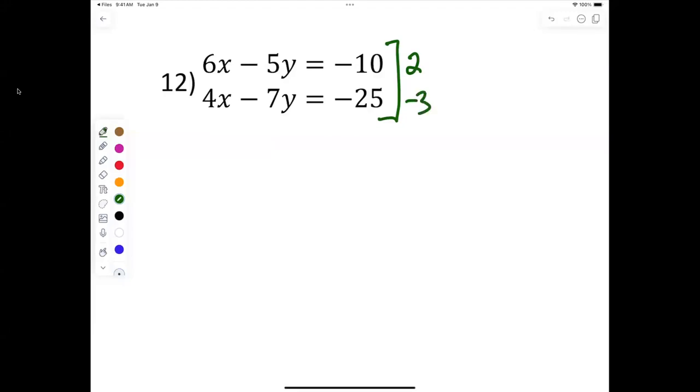That's nice. All right, the top by 2 and the bottom by -3, and then the x's will cancel out. Come on now, make sure you see that. I want one of the variables to cancel out. One has to be positive, one has to be negative. They both have to be the same number. All right, if I multiply the top by 2, I get 12x minus 10y equals -20. And then I get -12x plus 21y equals 75.